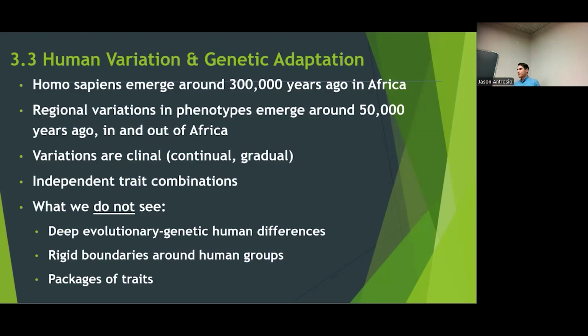Now, again, I want to be careful. We're very different from each other, biologically different. We can look around and see that. I'm not trying to say we're not biologically different. I'm just trying to say that that doesn't get captured by our notion of race.